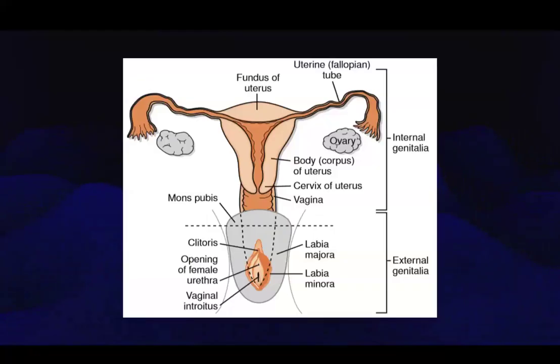Here's another example again of the female reproductive system. As you can see, as we said previously, you have an internal genitalia composed of your uterus, your fallopian tubes, your cervix, and your upper vagina. Then you have the external genitalia with the clitoris, the labia majora and minora, and the opening for the urethra and the vagina. So let's go through each functional unit one by one.